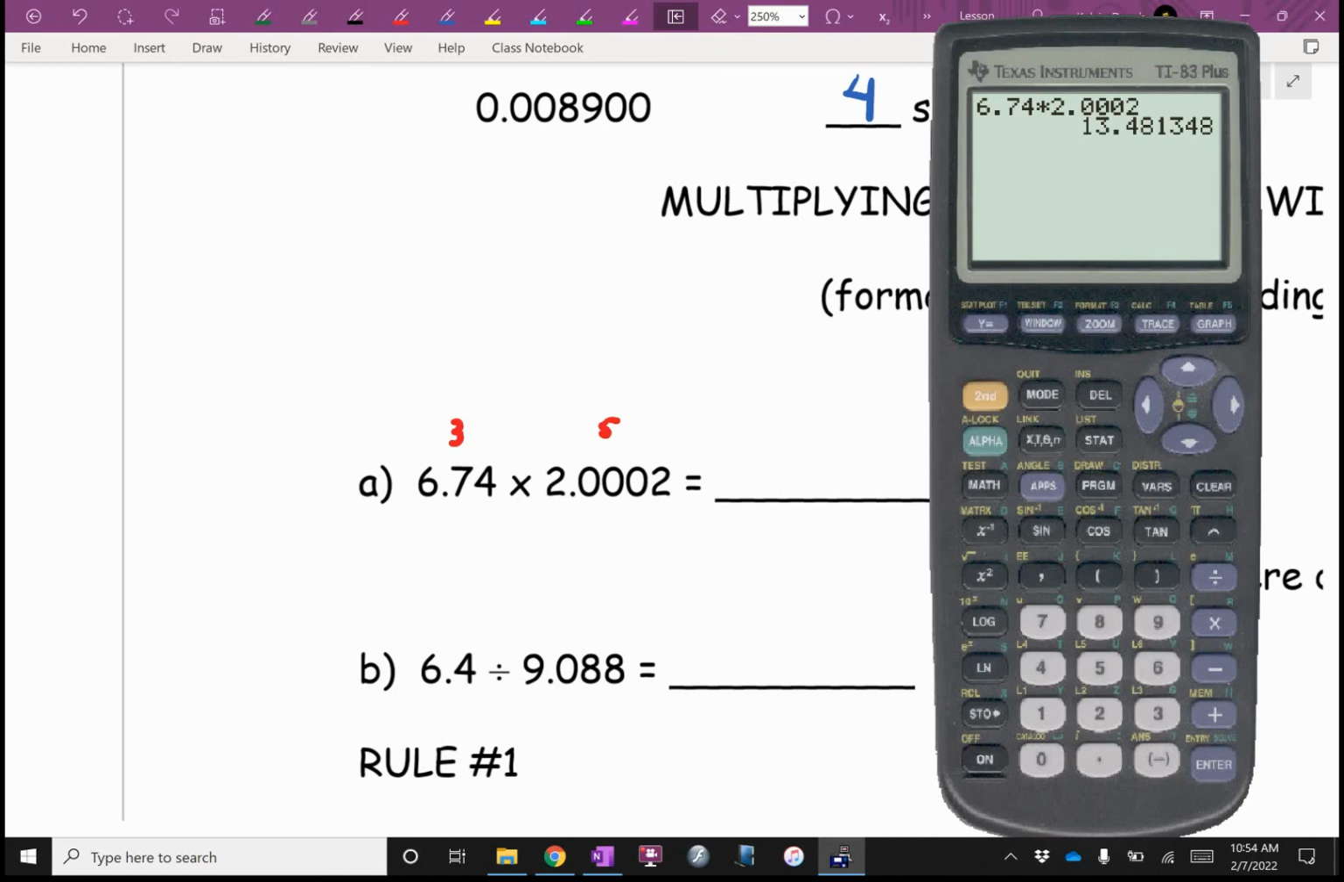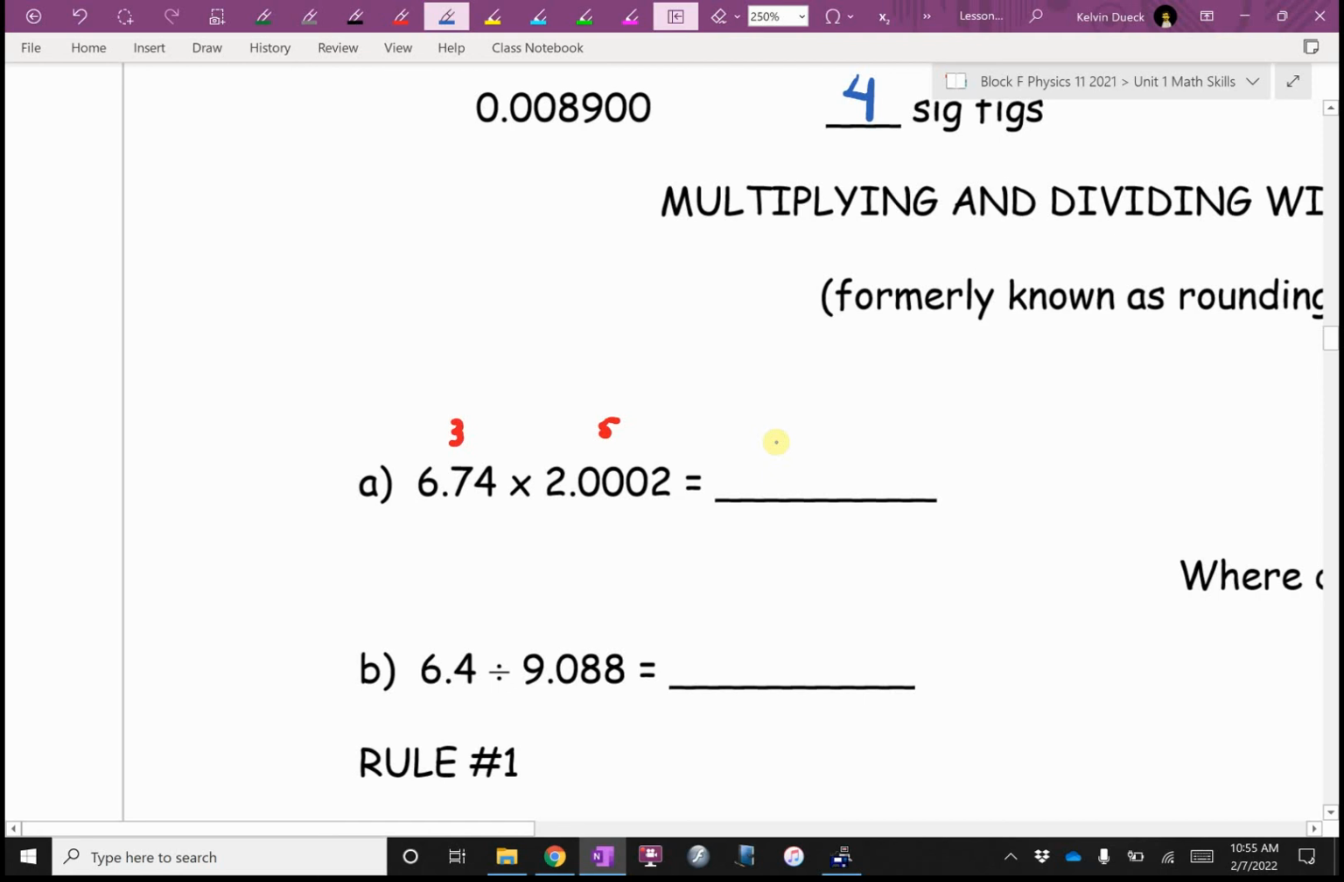How many sig figs are we going to go with? The 1 is the first sig fig. The 3 is the second sig fig. The third sig fig is the 4. Now, is that 4 going to stay a 4 or become a 5? How do you know? Next to it is a number 5 or bigger. So we look at that 4. That's where we're going to round off. Final answer, 13.5. It's the same rule for division.